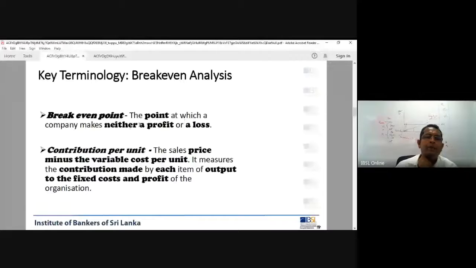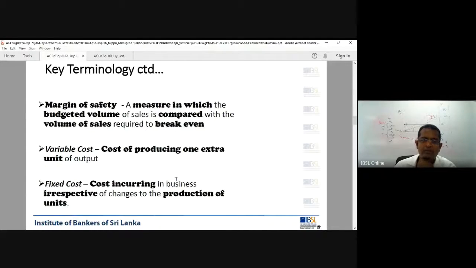So break-even point, these are the terminologies which I use. The point at which a company makes neither a profit nor a loss. Then we went on to discuss about the contribution per unit, the sales price minus the variable cost per unit. It measures the contribution made by each item of output to the fixed cost and the profit of the organization.